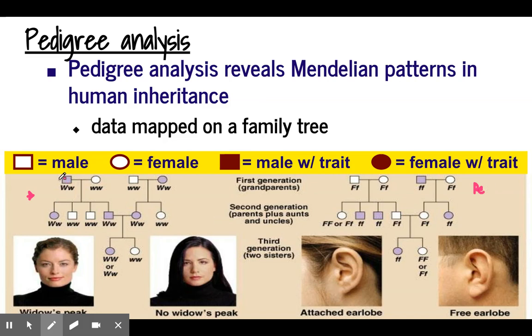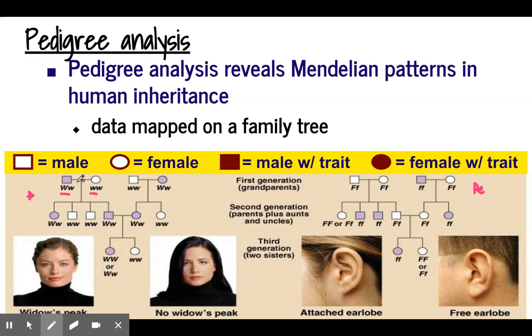To read pedigree charts, it's always best to add genotypes, meaning add the letterings to the bottom of the shapes so that you can have a visualization of what the possible outcomes are. Squares indicate males, circles are females. Anything that is shaded means that they have the trait. So let's look at widow's peak. Widow's peak is a dominant trait. It's a dominant allele that is being passed on.